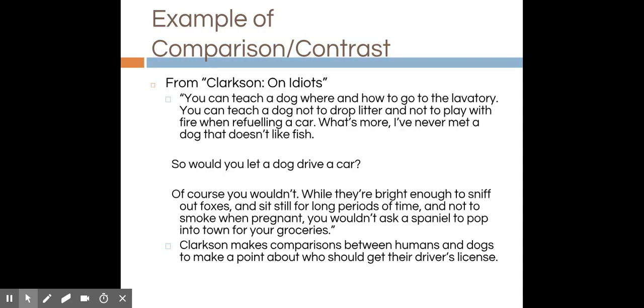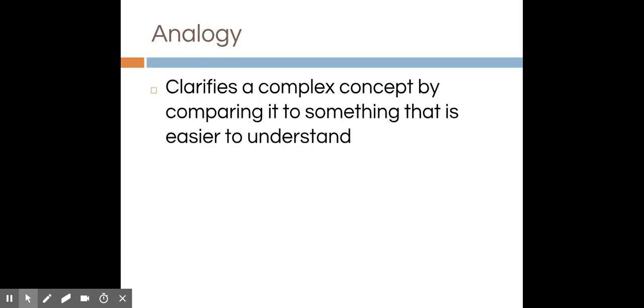So the example here is from that Jeremy Clarkson essay that I made reference to in our hooks lesson. He's talking about a dog, and he's basically comparing a dog to a human being. So he's saying you can teach a dog all sorts of things, like where to go to the bathroom, not to drop litter, and that kind of stuff. But would you let a dog drive a car? No, you wouldn't. And then he had made reference earlier about how people don't use public restrooms properly and people drop litter and things like that. So if human beings can't even do those simple things, then why would we let them drive a car?